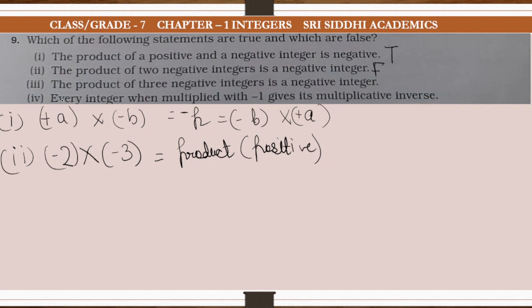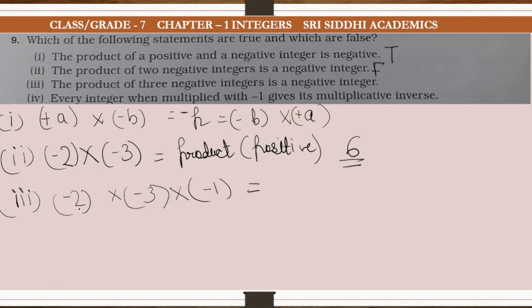Now 3, the product of three negative integers is a negative integer. That's true. Why? Because when you take three negative integers, I'll write here 6, because minus 2 into minus 3 is 6, which is a positive integer. Now, if I take three negative integers, they are going to be like this: minus 2, minus 3, and let's say minus 1.